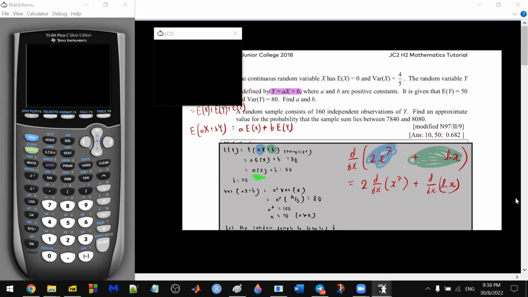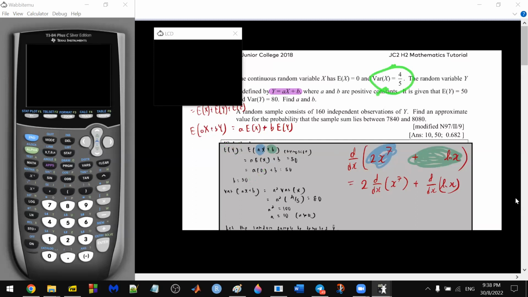So substitute the ex with 0, then a times 0 is 0. 0 plus b is just b. So b on the left hand side. 50 remains all the way as 50, because that is expectation of y. Then b equal to 50. That's fine. Then you use variance x equal to 4/5.